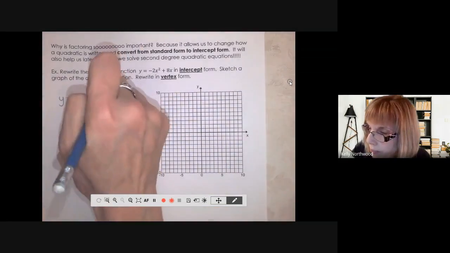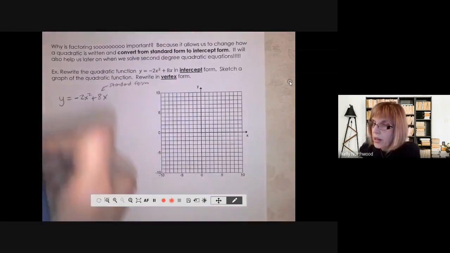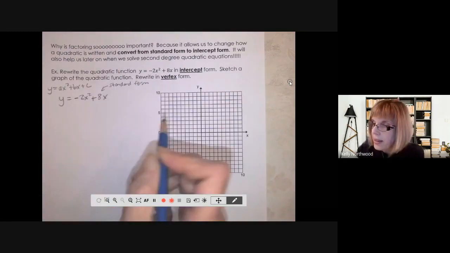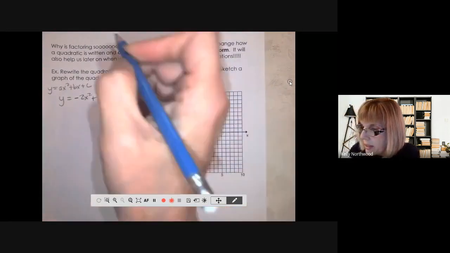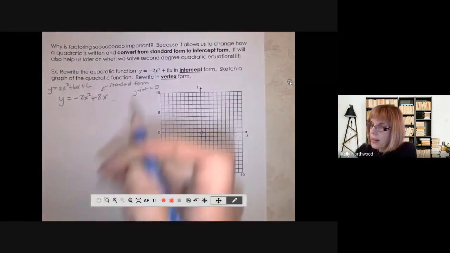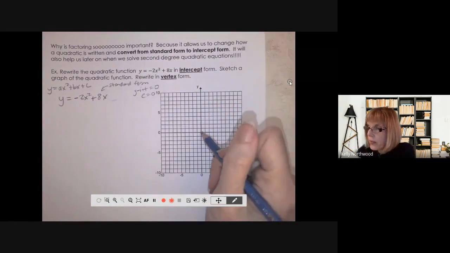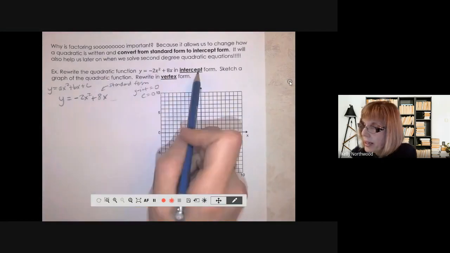So that's standard form. Notice that standard form is generally ax squared plus bx plus c. And since I don't see a plus c here, I'm going to say that the y-intercept is 0 just by looking at this. And then once I put it into factored form and draw the graph, this will be a good check for me. But according to what I see, the y-intercept should be 0. So it says sketch a graph of the quadratic function, rewrite it in intercept form.